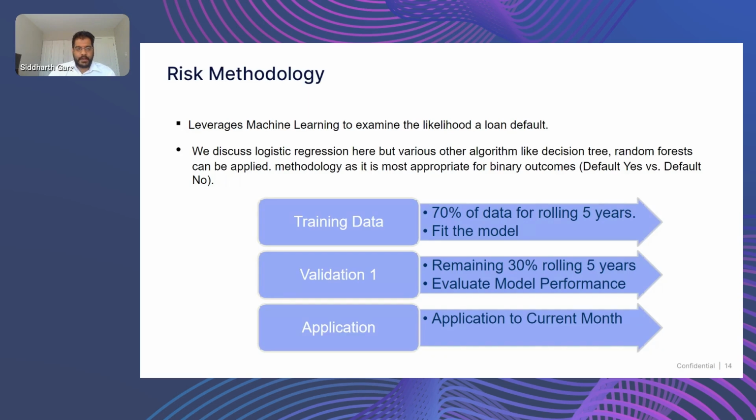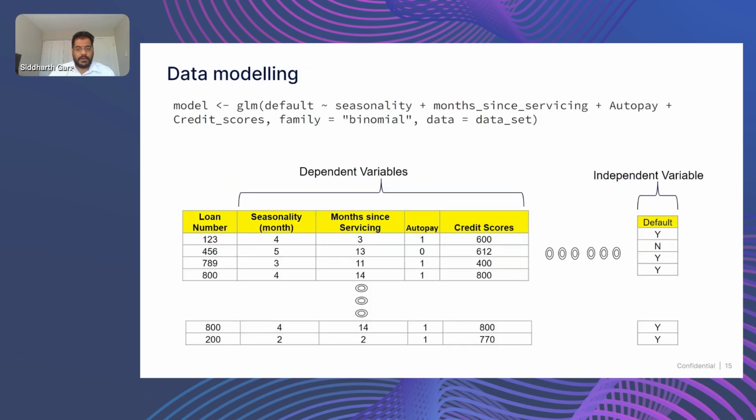So, what is the methodology for this risk strategy? We'll be using machine learning to examine loan default. We'll be using 70% of the data, for a rolling 5 years, to fit the model. For validation, we'll be using 30% of the data. We'll evaluate model performance, and then apply that to the current month.